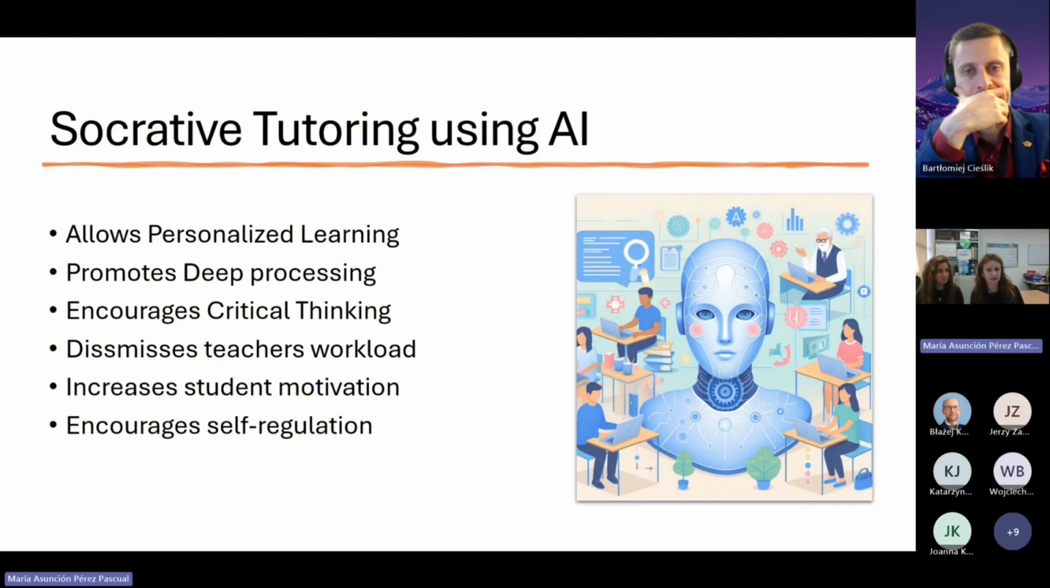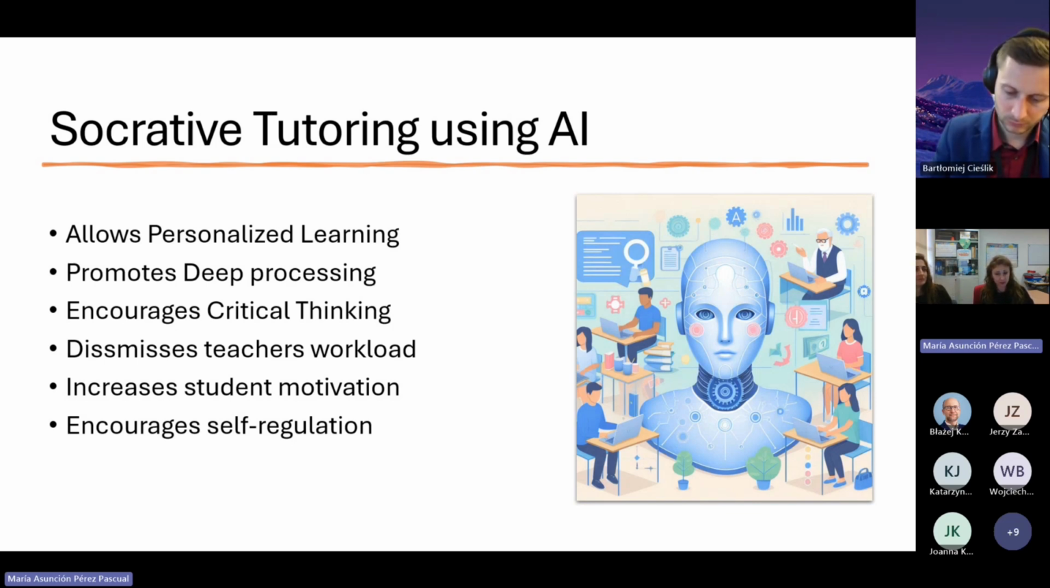We know that artificial intelligence allows us to personalize learning, to create a learning path for each student according to their needs. We think that it could be used to promote deep processing if we try to bring students to the way of thinking of the expert. It could encourage critical thinking because we are going to confront students with their alternative conceptions in order to overcome them.